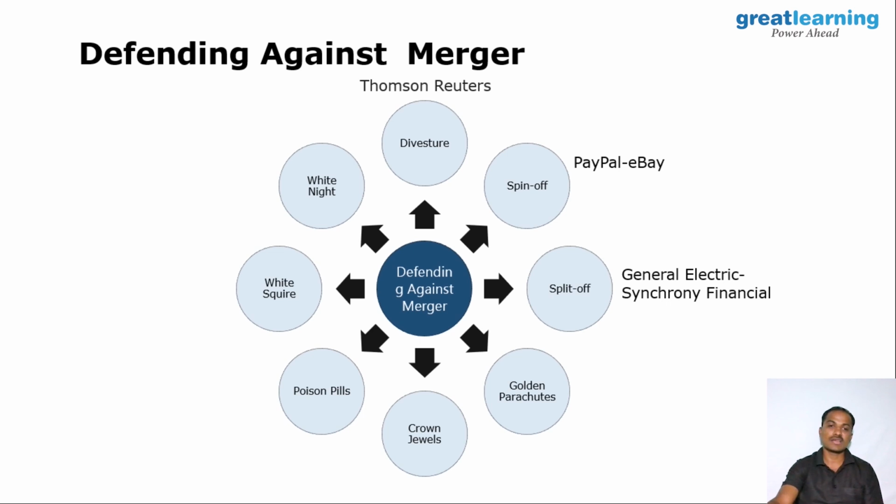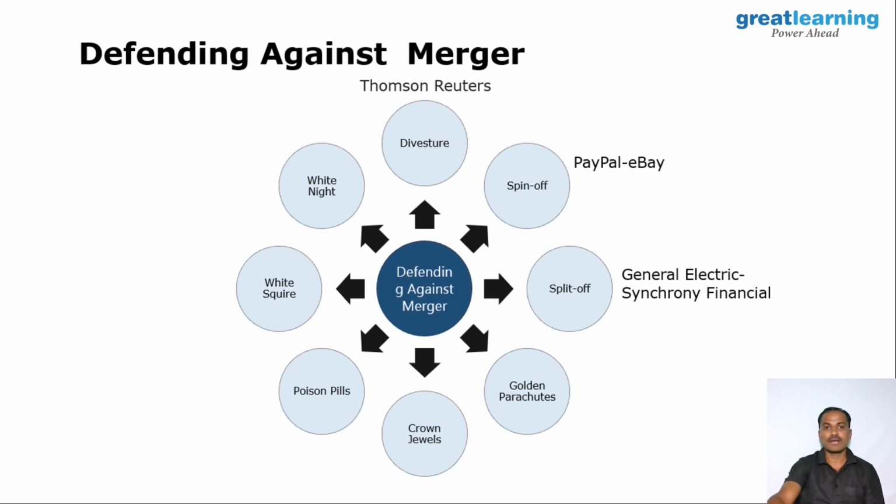Poison pills is another method for defending against merger. In poison pills, soon after the company hears that some other company is trying to acquire the business, they simply borrow money from debt sources, and these debts are taken under the condition that soon after the merger, these debts are to be repaid immediately. So this is called poison pills.